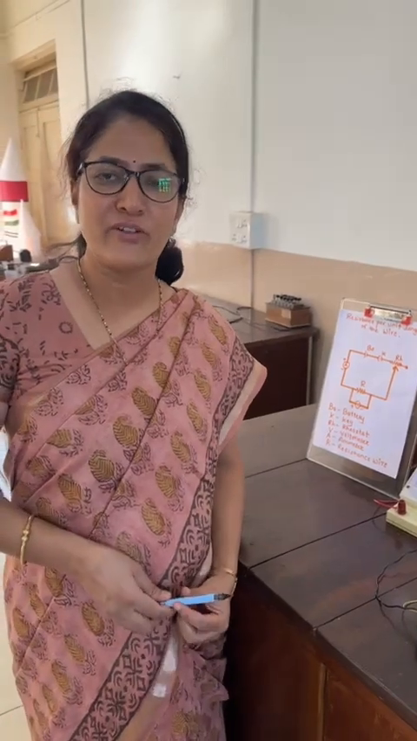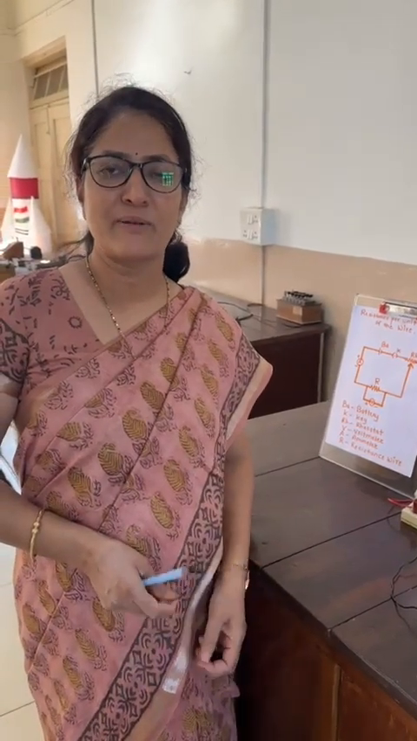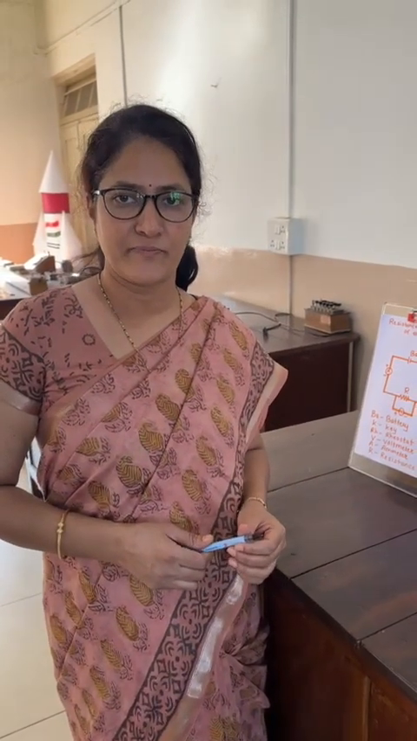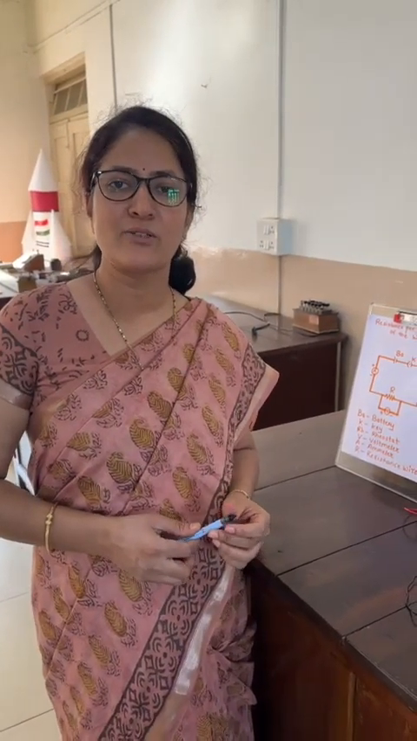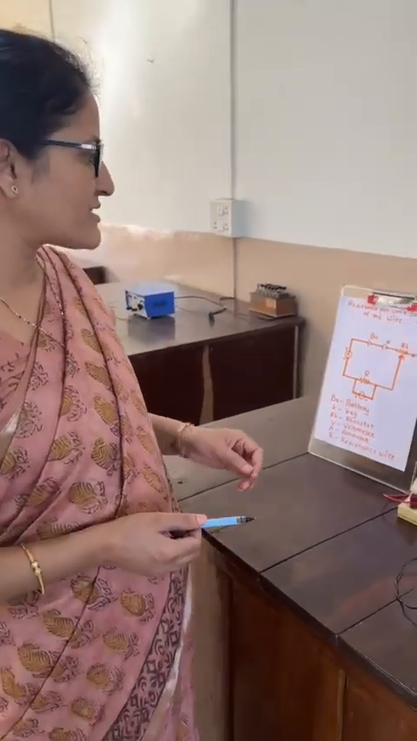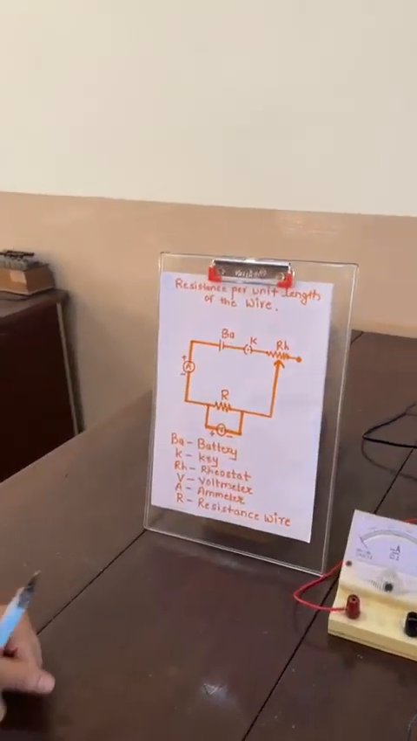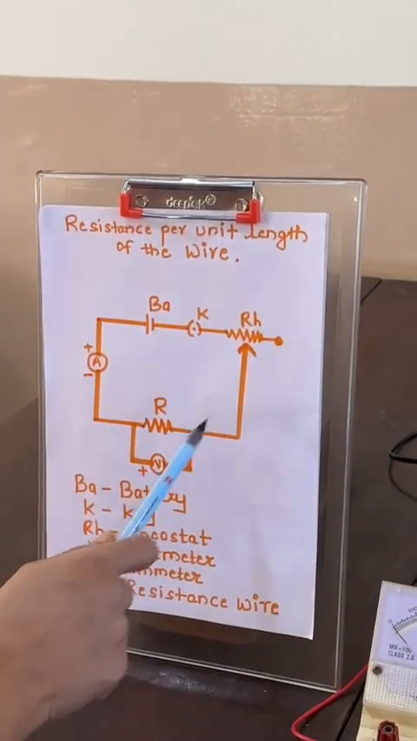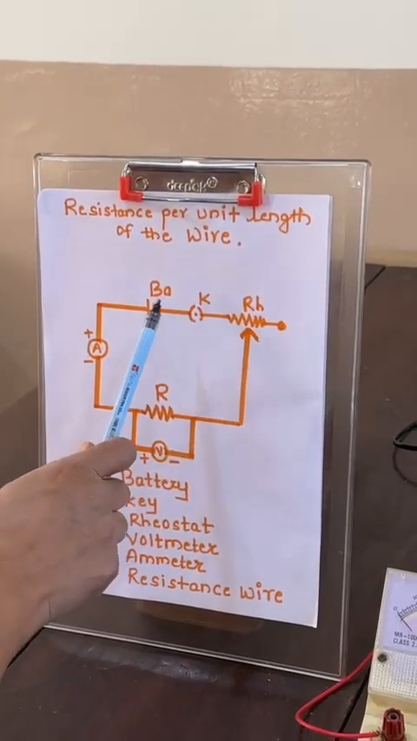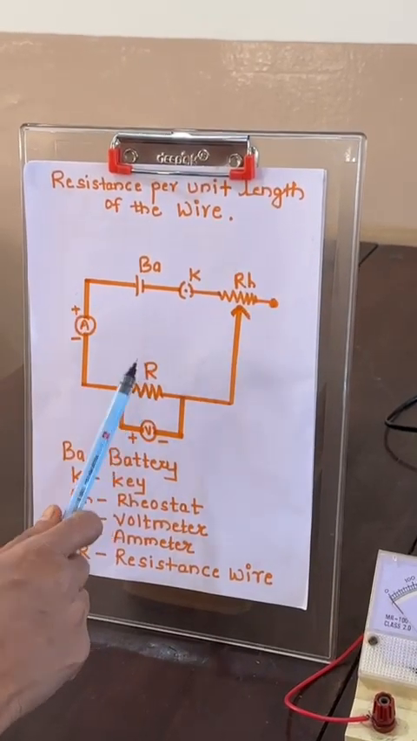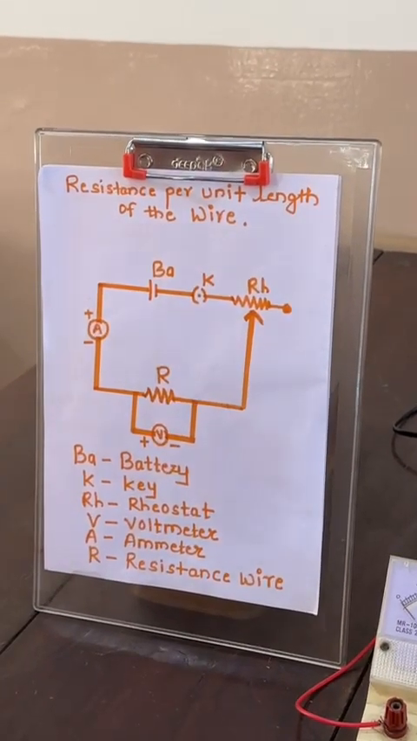Today we are going to learn the experiment: resistance per unit length of a material wire. This experiment is based on Ohm's law. So let us see first what the circuit diagram for this experiment is. The different devices we are going to use here are battery, key, rheostat, the resistance wire, voltmeter and ammeter.